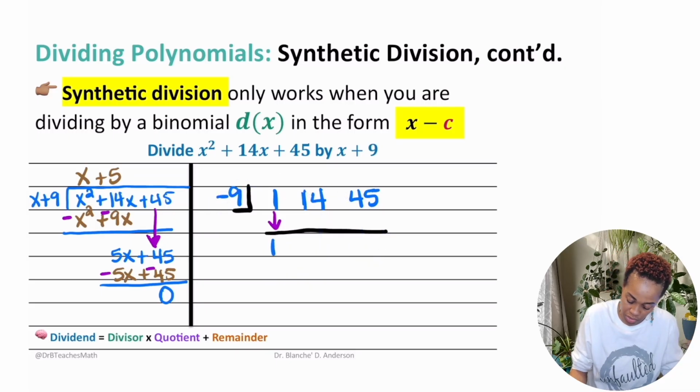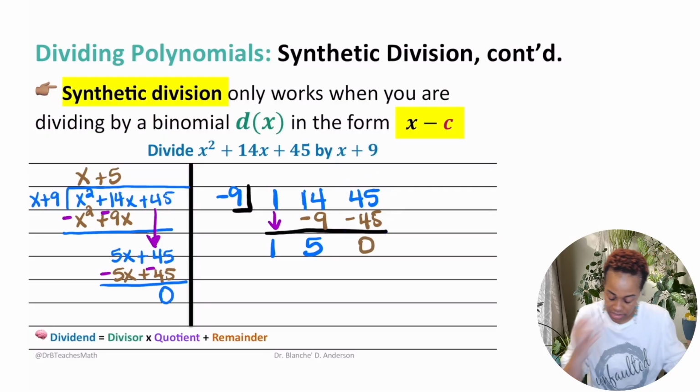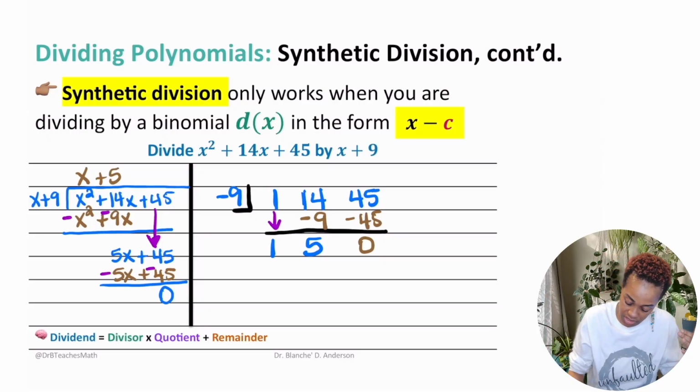So you pull down the 1, and then you say 1 times -9 is -9, right? Okay, so I'm going to write -9. And then you add 14 plus -9. That's going to give me what, 5? And then you say, okay, 5 times -9, that's -45. And then you say 45 plus -45, that is 0. And since I've gotten to the end of this process, that's my remainder.